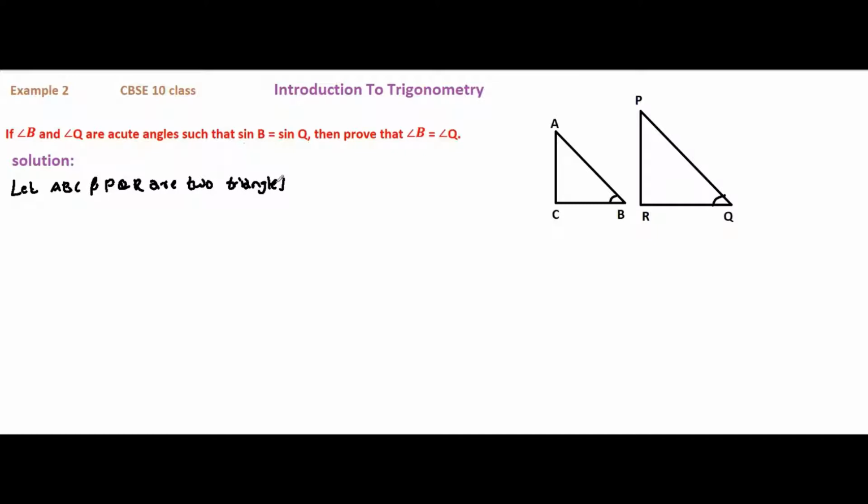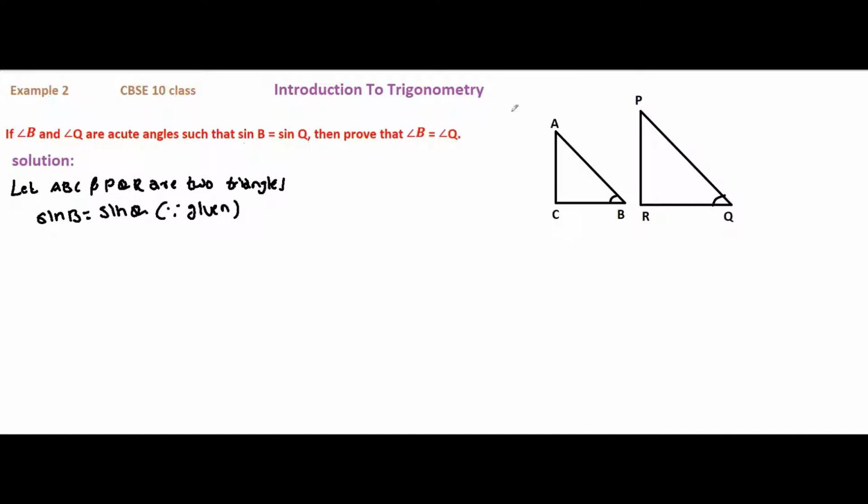Right? So what is given here: sin B equals sin Q. Write that sin B equals sin Q; it is given. And have a look at the figure here. From the triangle ABC and PQR, sin B equals, what is the formula? Opposite side to the angle by hypotenuse.